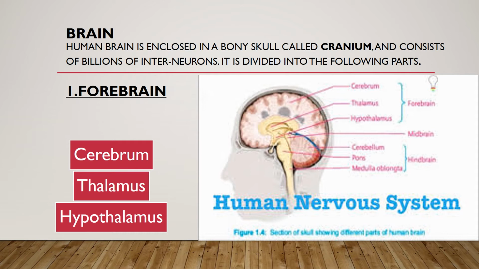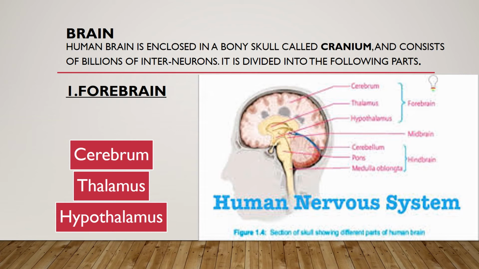First, forebrain. Forebrain consists of three parts: cerebrum, thalamus, and hypothalamus. Forebrain is the largest part of the brain. Cerebrum is the topmost and largest part of the brain. As you can see in the diagram, the upper portion of the brain is called cerebrum. It is divided into the right and left cerebral hemispheres, means two parts of the sphere. Cerebrum controls many actions like thinking, feelings, emotions, seeing, hearing, perceptions, memory, speech, decision making, etc.